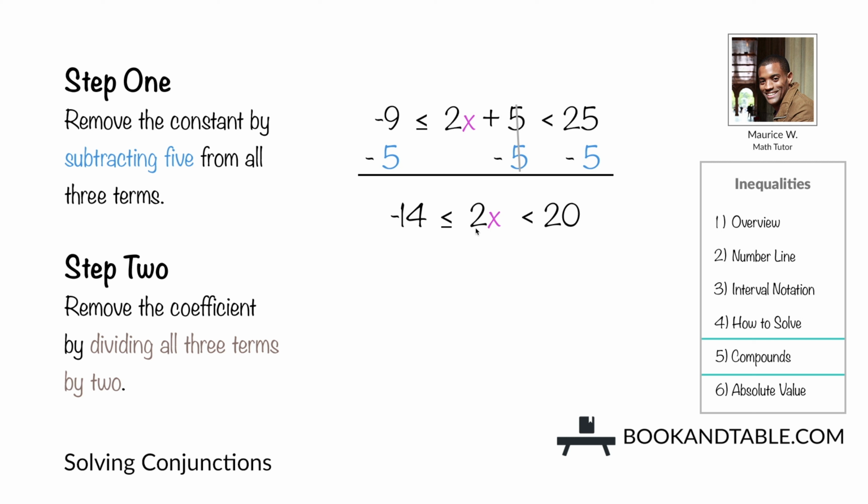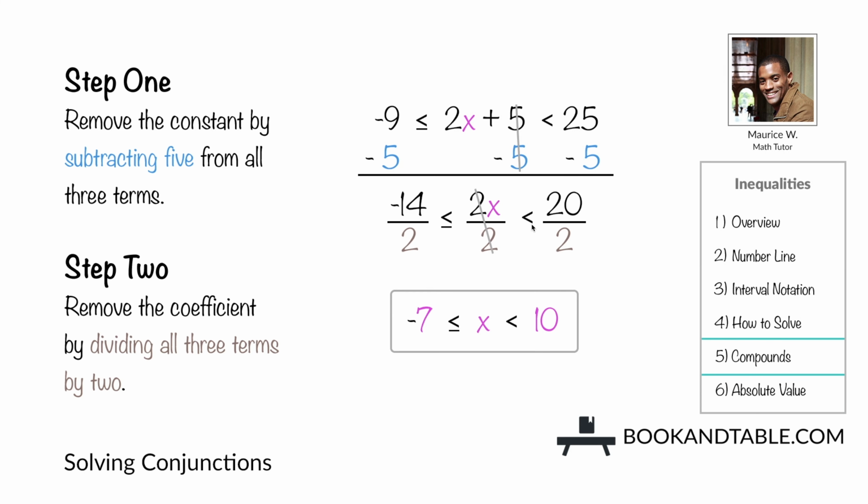So step 2, we remove this coefficient by dividing all three terms by 2. When we do so, -14 divided by 2 leaves you with -7. 2x divided by 2 leaves you with x. 20 divided by 2 leaves you with 10. Since we're dividing by a positive number, the symbols remain the same. So the answer to this particular compound would be -7 is less than or equal to x, which is less than 10.